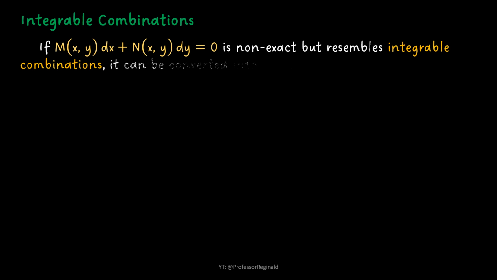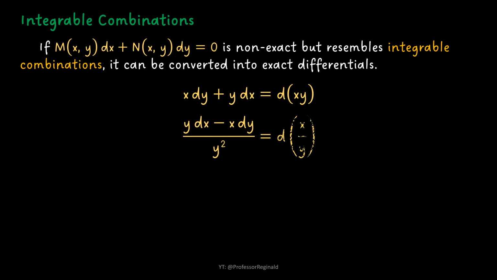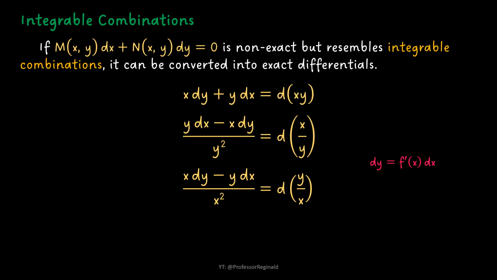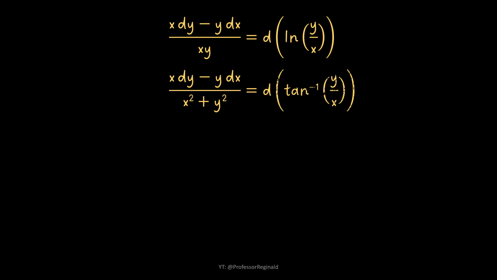Integrable combinations. If a first-order differential equation is non-exact but resembles integrable combinations, it can be converted into exact differentials, and therefore it becomes an exact differential equation. The following integrable combinations can be written as differentials. Recall that a differential is related to a derivative through the following formula. Hence, these differential formulas have corresponding derivative formulas, such as the product rule and the quotient rule. Meanwhile, here are additional integrable combinations that can be expressed as differentials.